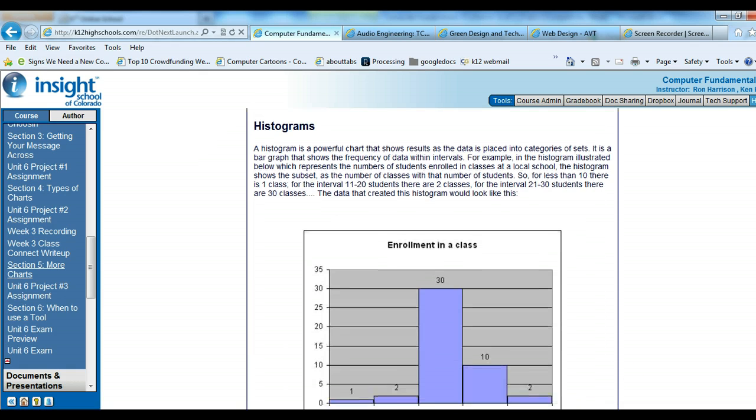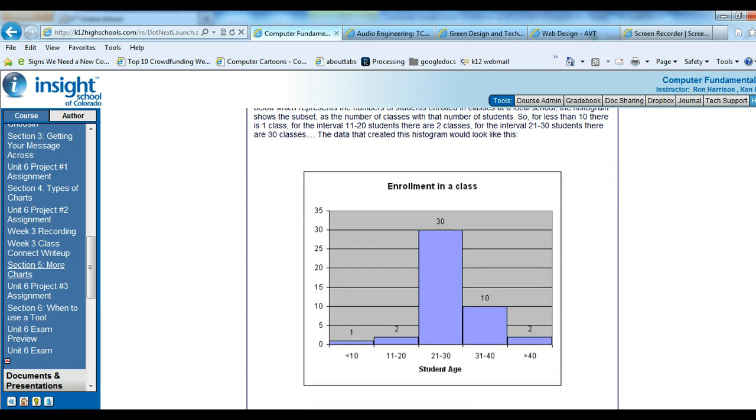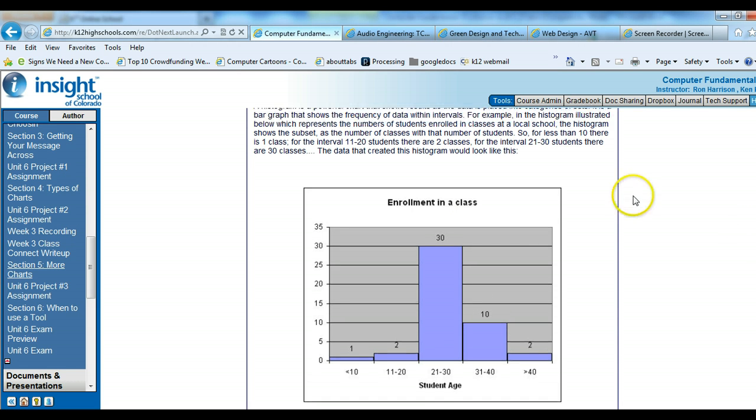A histogram. A histogram is a chart that shows the results of data in different category sets. It's a bar graph, and it uses frequency of data. So you can see that a histogram, this is talking about enrollment in a class. And let's see, what does this show? This histogram represents the number of students enrolled in classes at a local school.